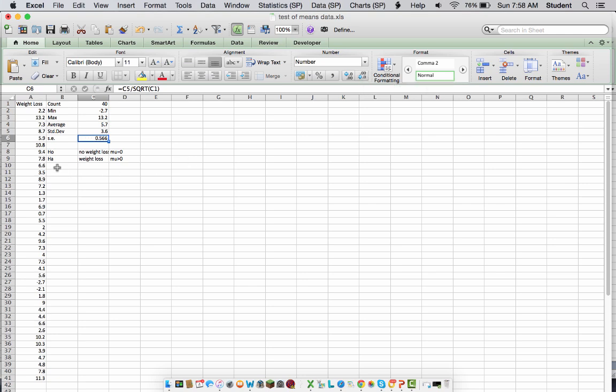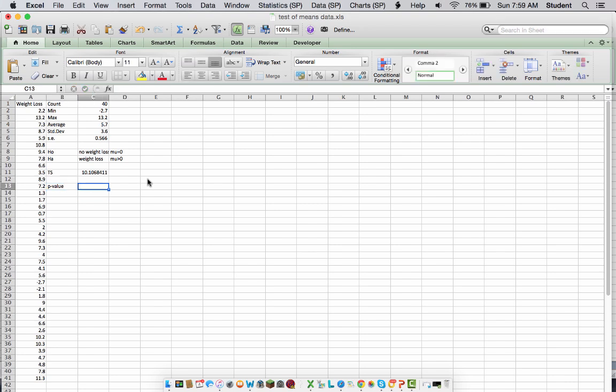All right, so our test statistic then is going to equal our sample mean minus our null, in this case, which was 0, divided by our standard error. Right, so again, our test statistic was our sample mean minus our null divided by our standard error. And all we have left to do is determine the p-value of that guy.